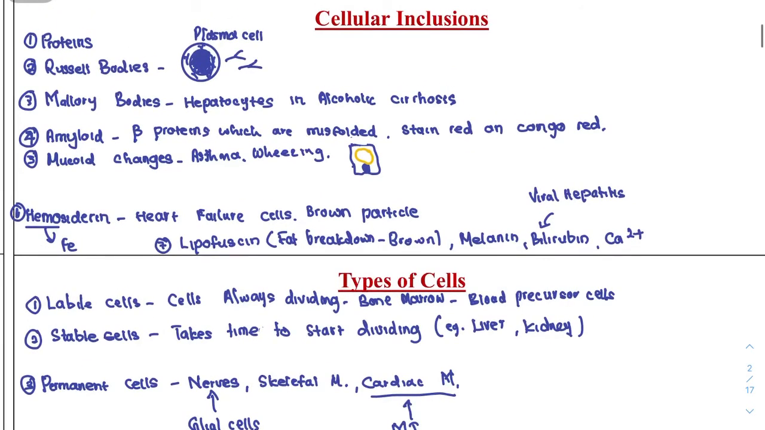Amyloid, these are misfolded beta proteins. This is very important. They stain red on Congo red stain, and these cannot be removed. They go and deposit in interstitial spaces between cells, and what happens is you have to remove the organ, otherwise you need to do organ transplant to these organs.